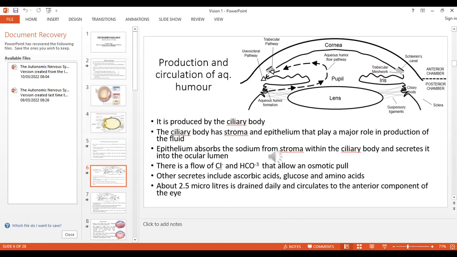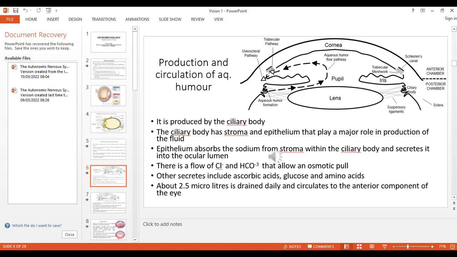For instance, I'll give an example. If you talk about the GIT, the inside part or structure of the intestines is known as a lumen. Even the blood vessels have a lumen. I can't say empty, because there's something found there.